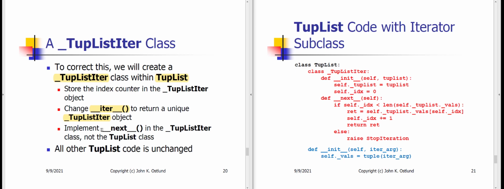And then the dunder next function, instead of being a method within the tuplist class, is going to be a method within this underscore tuplist iter class. And so the next function will be aware of this unique tuplist iter object that we have available for a given tuplist object. All right, I think I need to make this concrete by taking a look at the tuplist code. Most of the tuplist code, other than for this underscore tuplist iter class and moving the dunder next function into the tuplist iter class, is not changed.